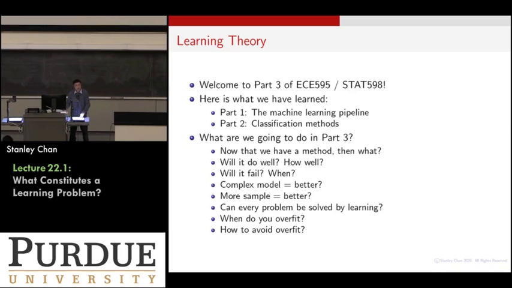Having more samples, does it mean better? And how many samples will be needed in order to achieve a certain performance guarantee? That's also extremely relevant. I have 10,000 images in my data set. Is it good enough for the problem that I'm encountering? Versus I have only 10 images, but if my problem is a lot simpler, maybe that's enough. So what would be the required number of samples? That's fundamental. Can every problem be solved by learning? That's even more fundamental, okay?